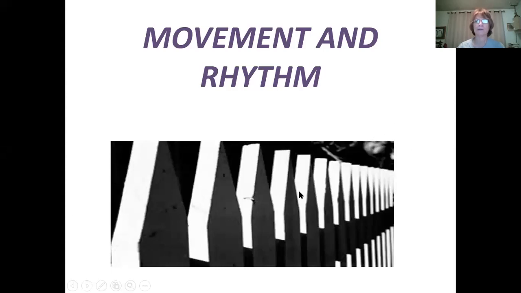And if you look at this fence, movement is how your eyes move when you look at something. So when you first look at this picture, your eyes generally will probably start here in the left corner and move along the fence down to the right. That's movement. The rhythm is kind of the consistency of the da da da da da as you go. Okay.